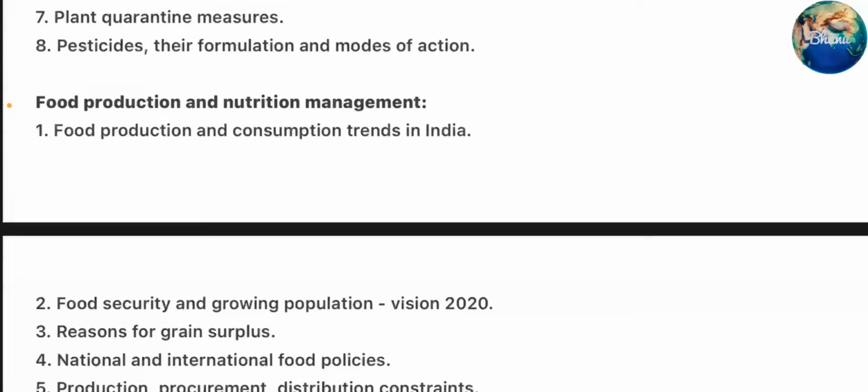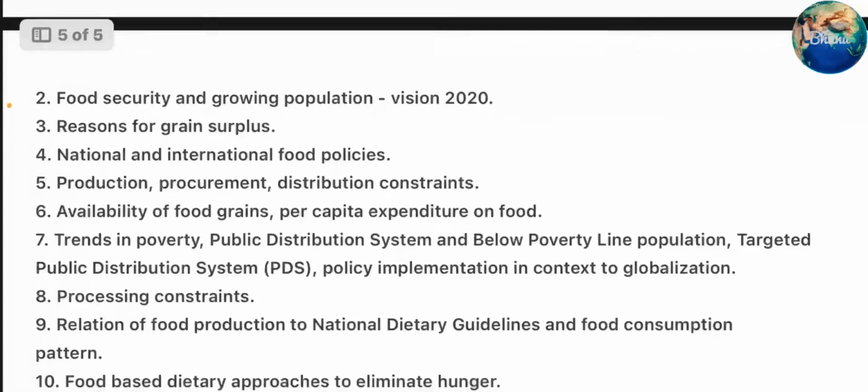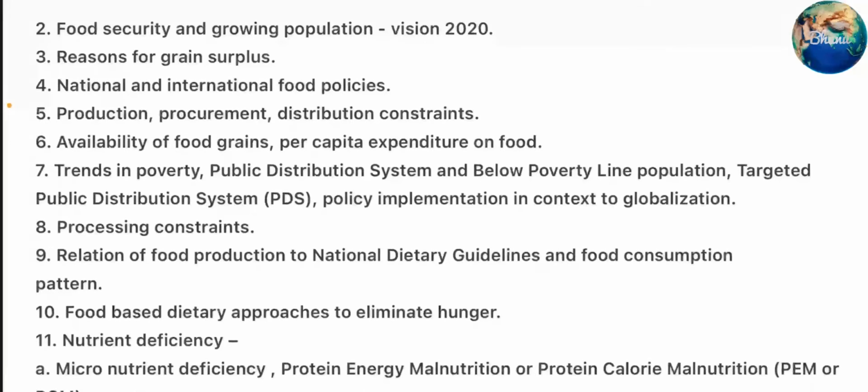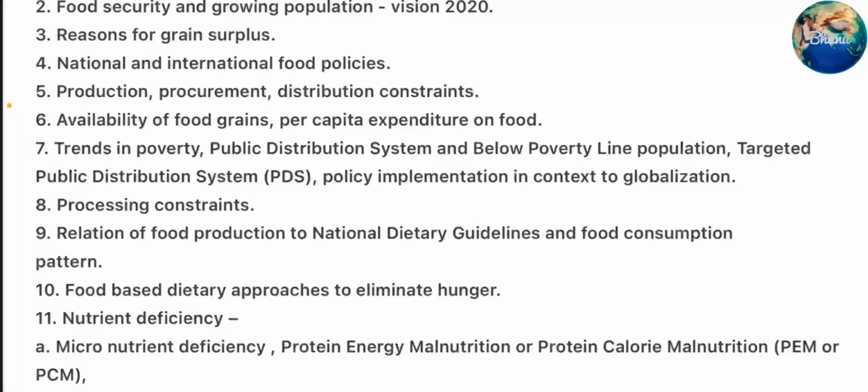Food production and nutrition management. Food production and consumption trends in India. Food security and growing population. Vision 2020. Reason for grain surplus. National and international food policies. Production and procurement distribution constraints. Availability of food grains, per capita expenditure on food.